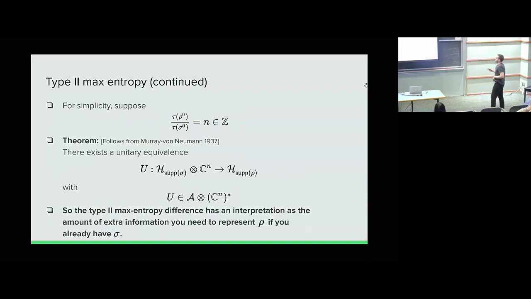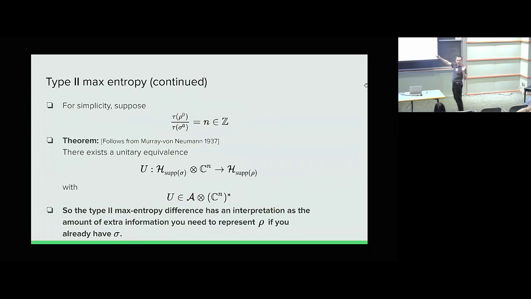So for simplicity, let's just suppose that the ratio of these things is an integer. I'm going to tell you a theorem. I've never seen anyone write this down, but it follows from a paper that was written in 1937, so we certainly could have figured it out before. Whenever you have this ratio of the traces being an integer, there always exists a unitary equivalence between the support of one of the states and the support of the other state, tensor an n-level quantum system. All of these Hilbert spaces are infinite dimensional, so the fact that a unitary equivalence exists is kind of trivial.